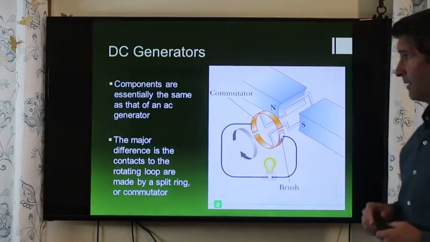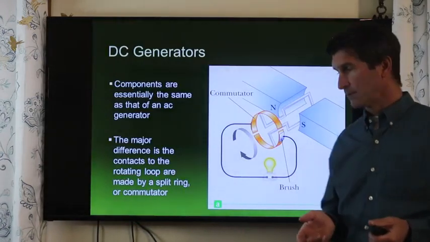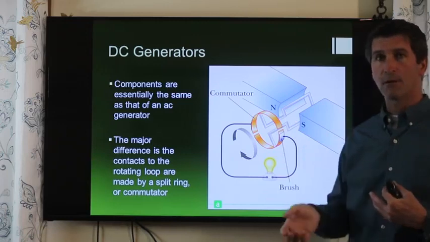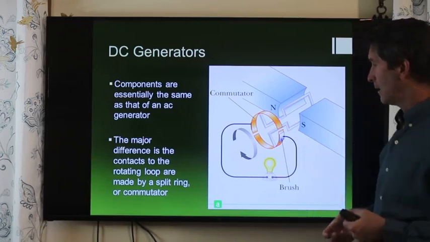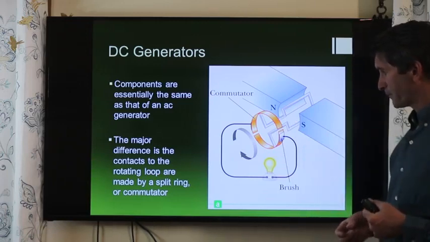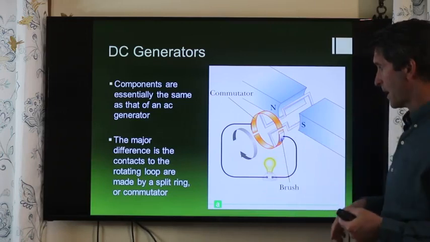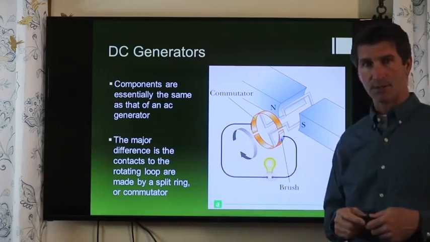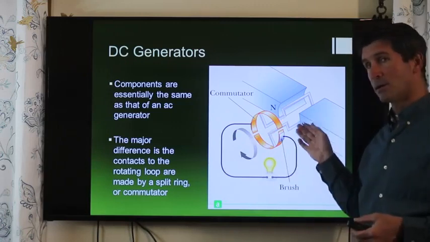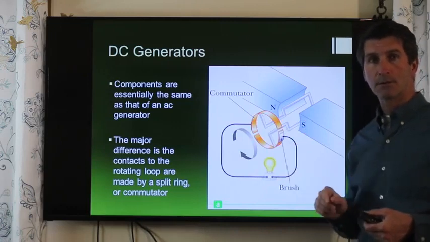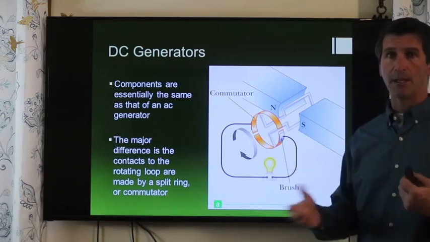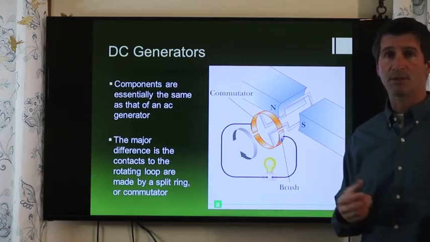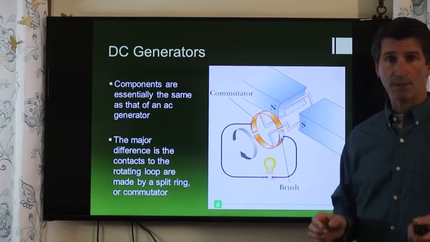For DC generators, we've got to do things a little bit differently. The DC motor had this commutator, and that allowed us to reverse the polarity of the voltage. We're doing the same thing here, except we're inputting mechanical work and getting out electricity. In the DC motor, we put electricity in and got mechanical work out. But again, the generator versus the motor, they're pretty much the same thing. It's just what you're doing. If you put mechanical energy into it, it's a generator.